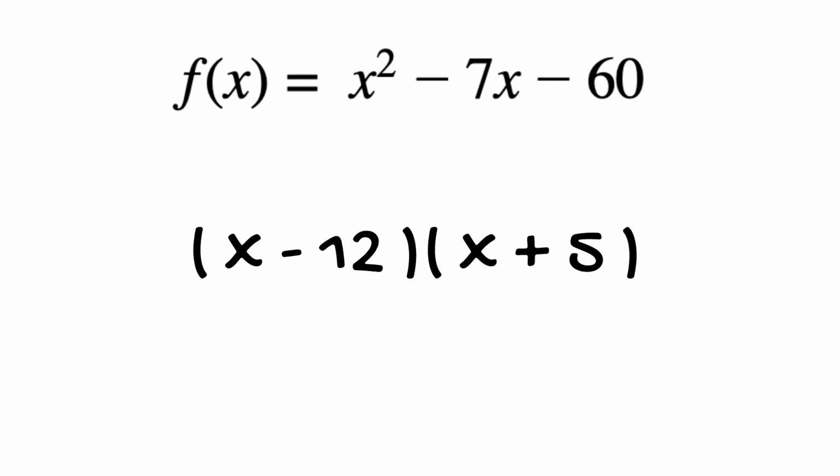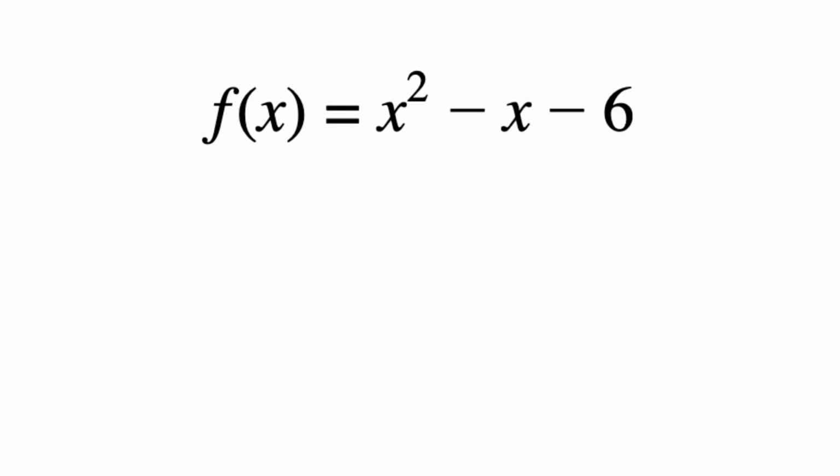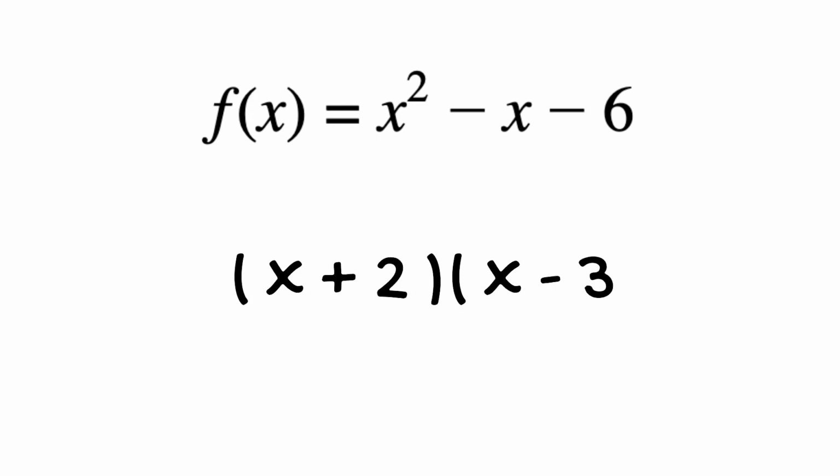Let's do one more example. This is going to be a quick one. Let's say we have f of x equals x squared minus x minus 6. All right? Two numbers that multiply to give you negative 6, but add to give you negative 1. Those two numbers are going to be positive 2 and negative 3. So what we can say is we've got x plus 2, x minus 3. And that's how you do it.